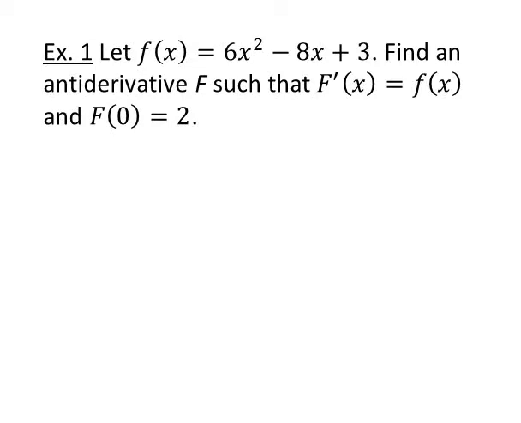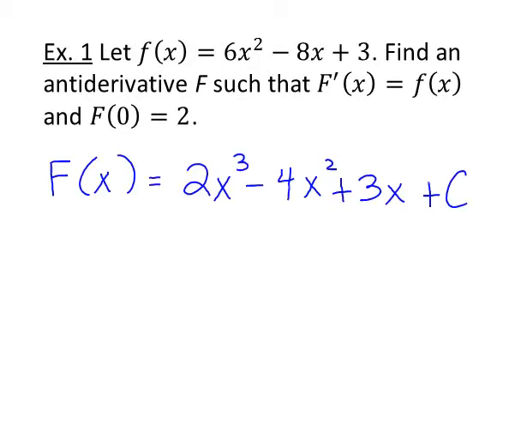A formula for a function capital F that could have our given function as its derivative is 2x to the third minus 4x squared plus 3x plus a constant. Remember that when we take the derivative, this constant will drop out. We're saying that y equals 2x to the third minus 4x squared plus 3x, or any graph parallel to it, can have lowercase f as its derivative.